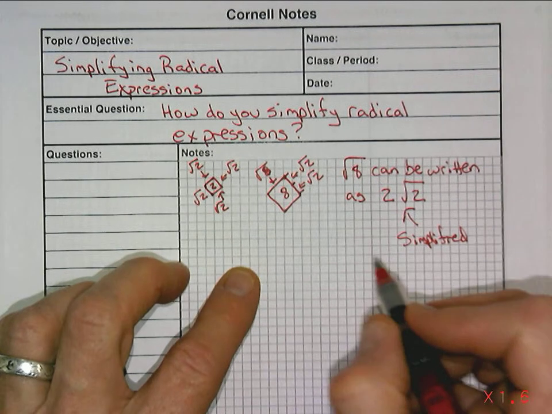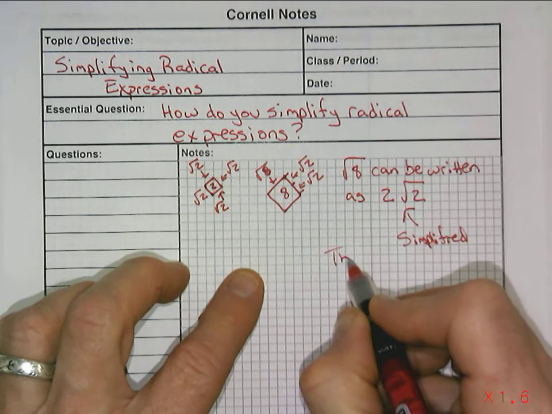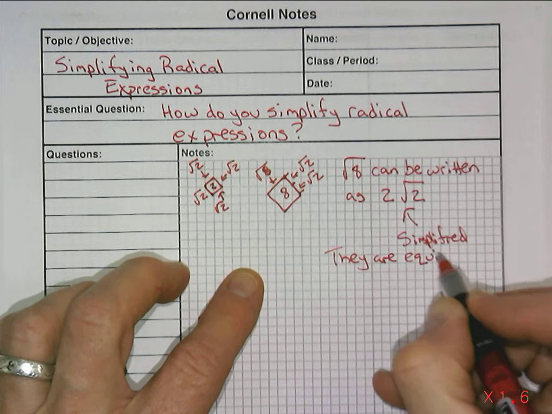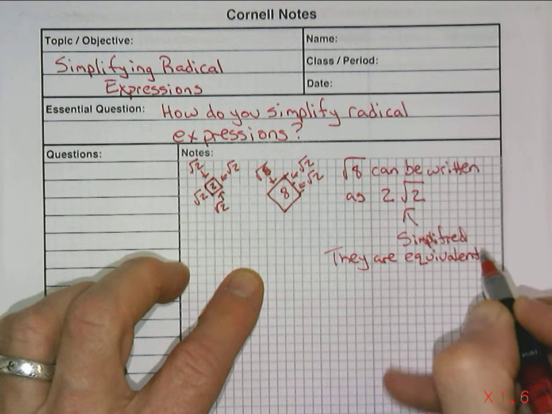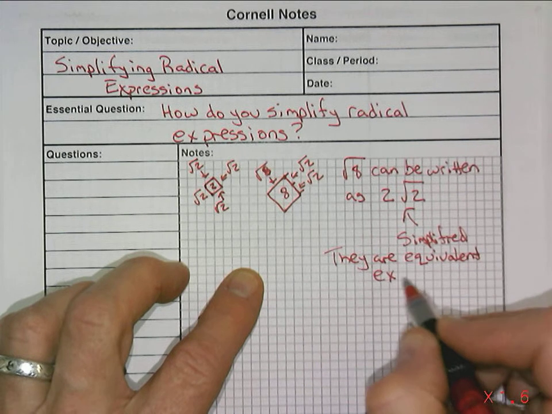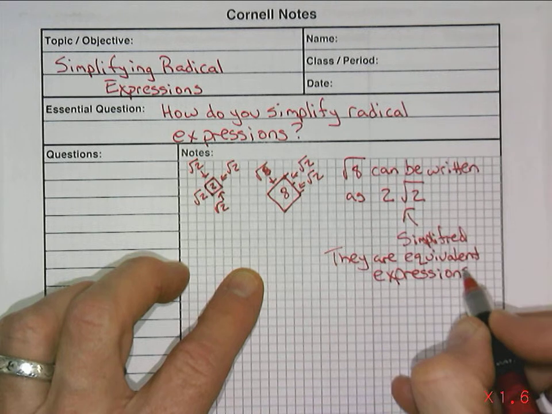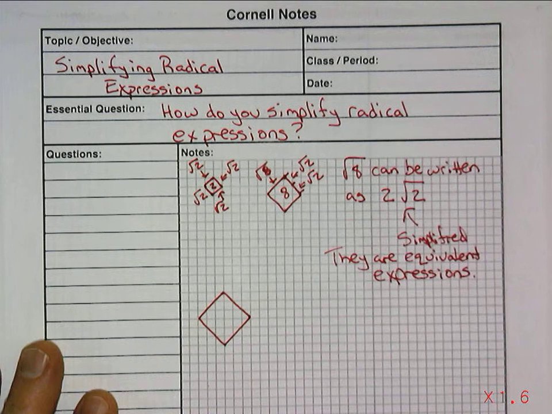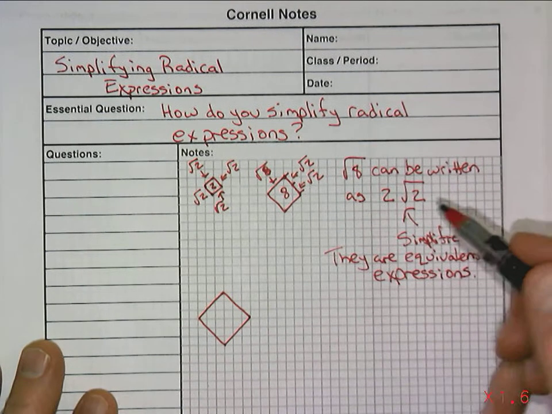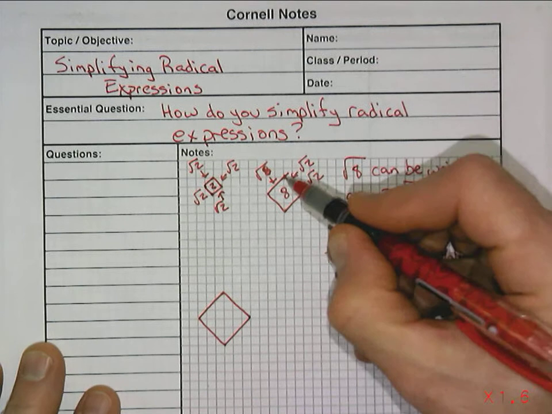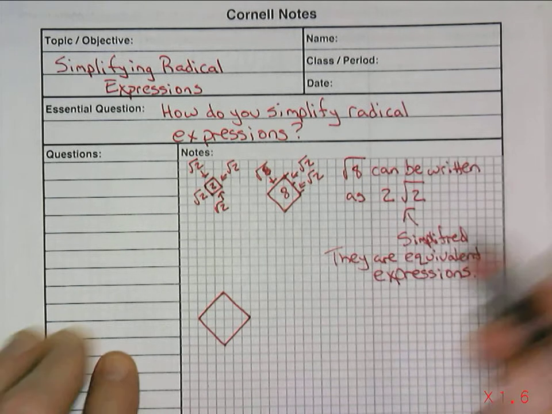And the reality is that these two things are equivalent expressions. In other words, they're equal. Equivalent expressions would equal the same thing. If we were to put 2 square roots of 2 in a calculator and the square root of 8, we would get the same number, about 2.8. That would be that distance across there. So we have these equivalent expressions.